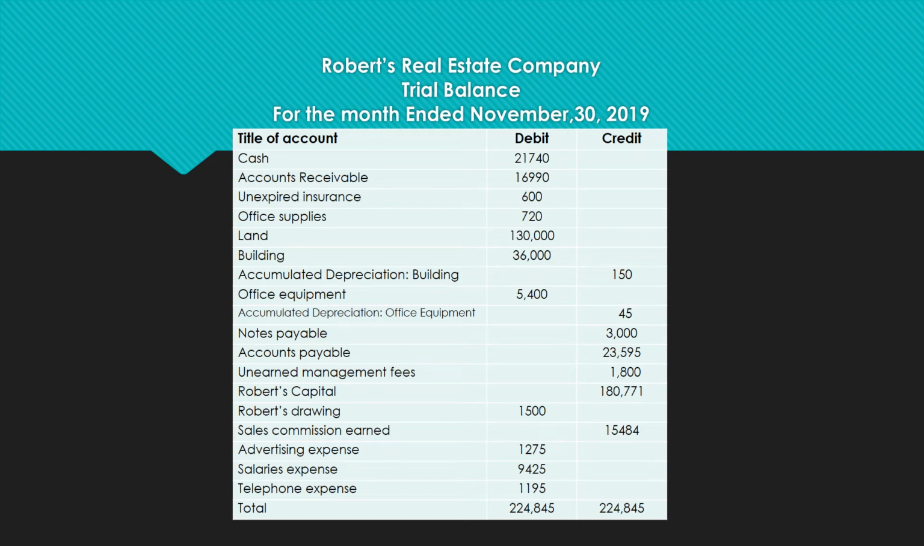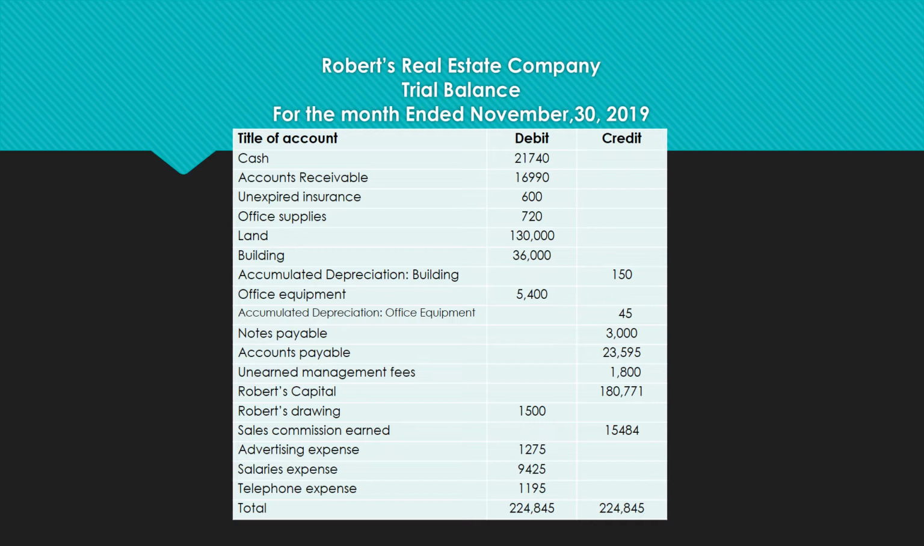Dear students, today we are discussing adjusted trial balance. This is the trial balance in this slide which is prepared before adjustments. Now as you are well aware, this is the trial balance of Roberts Real Estate Company for the month ended November 30, 2019. But keep in mind this is the trial balance which is prepared for all the routine transactions before recording adjusting entries.